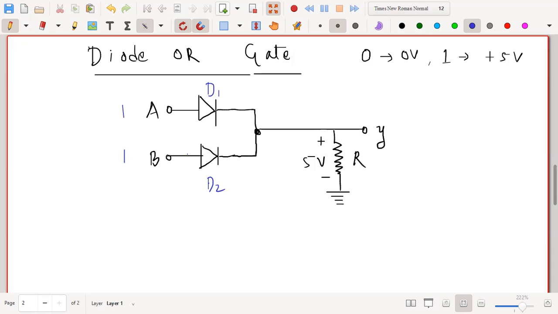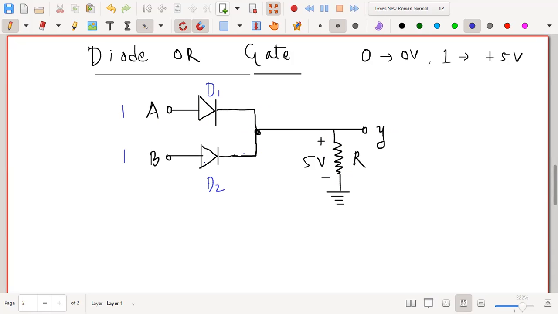Current will start flowing through this also. Then you will have the same drop, and since these are connected in parallel, it doesn't really affect anything. You will have only 5 volt at the output across R. That means Y will be equal to 1. So when any one of the inputs is 1, or when both are 1, you will get a high output. Otherwise, you will get a low output. So this is a very simple diode model of the OR gate.